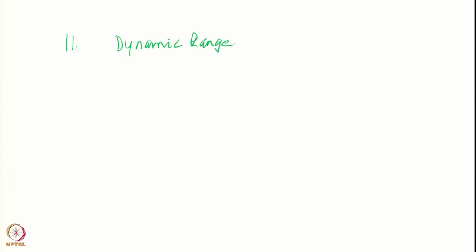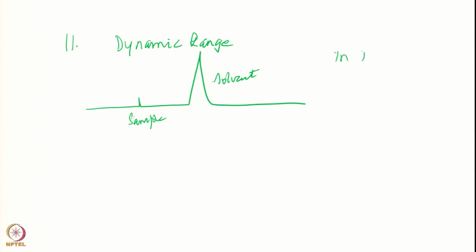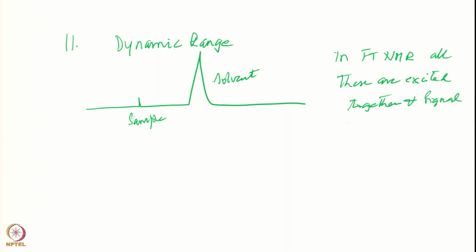So what is dynamic range? Let us say we have a small signal and a huge signal like this. This may be a solvent, this may be from your sample. And you notice in Fourier transform NMR we excite all of them together. Okay. In FT-NMR all these are excited together and the signal is digitized.